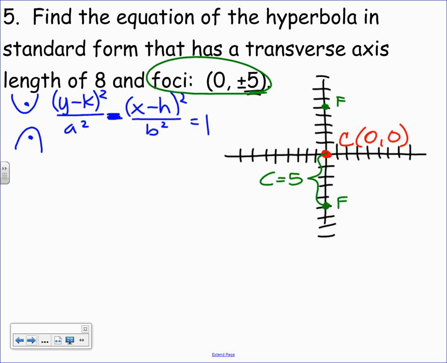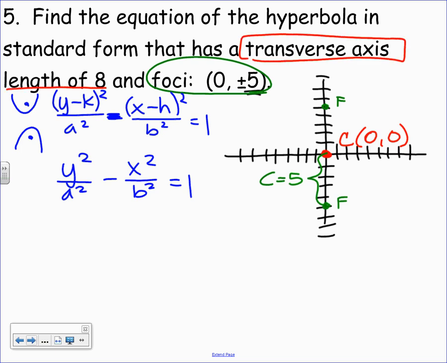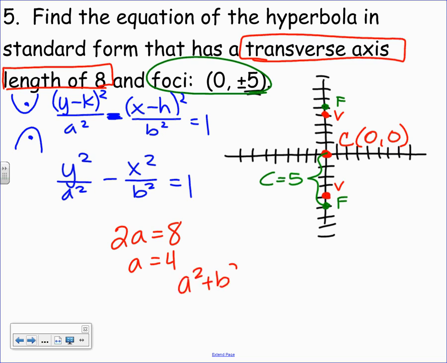Fantastic. So really what I've got is y squared over a squared minus x squared over b squared equals 1. The length of the transverse axis is 8. The transverse axis is the big dog. It's the major axis. So the transverse axis is actually 2a, which means that that's a vertex and that's a vertex. That's a distance of 8. A equals 4. So then we go through this: a squared plus b squared equals c squared.